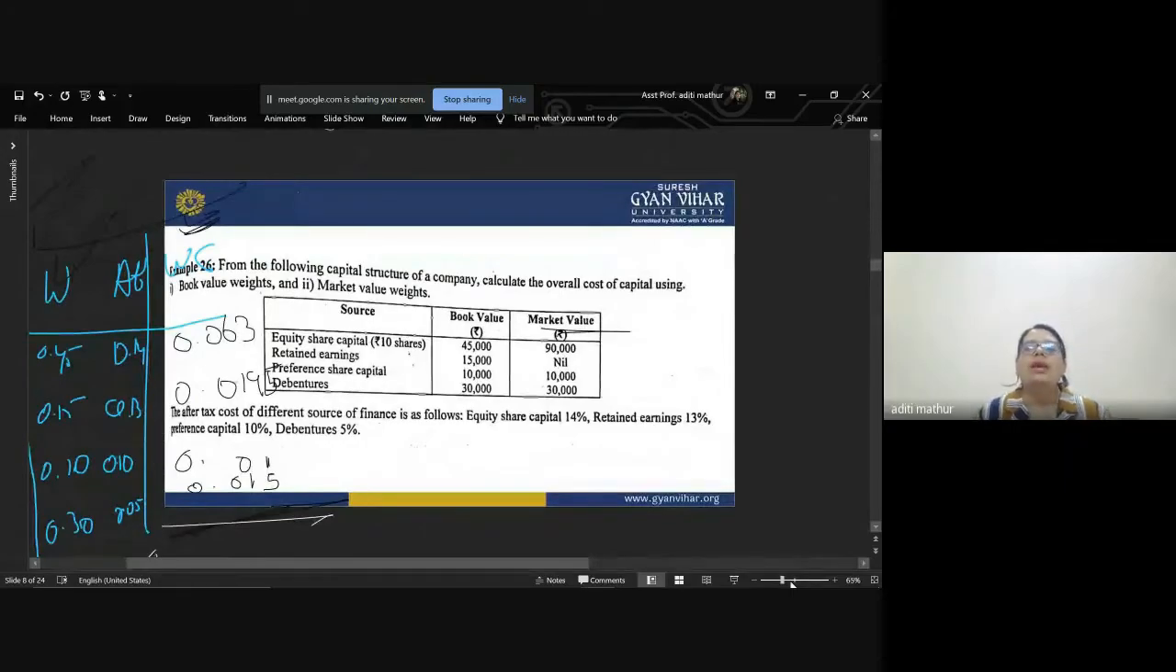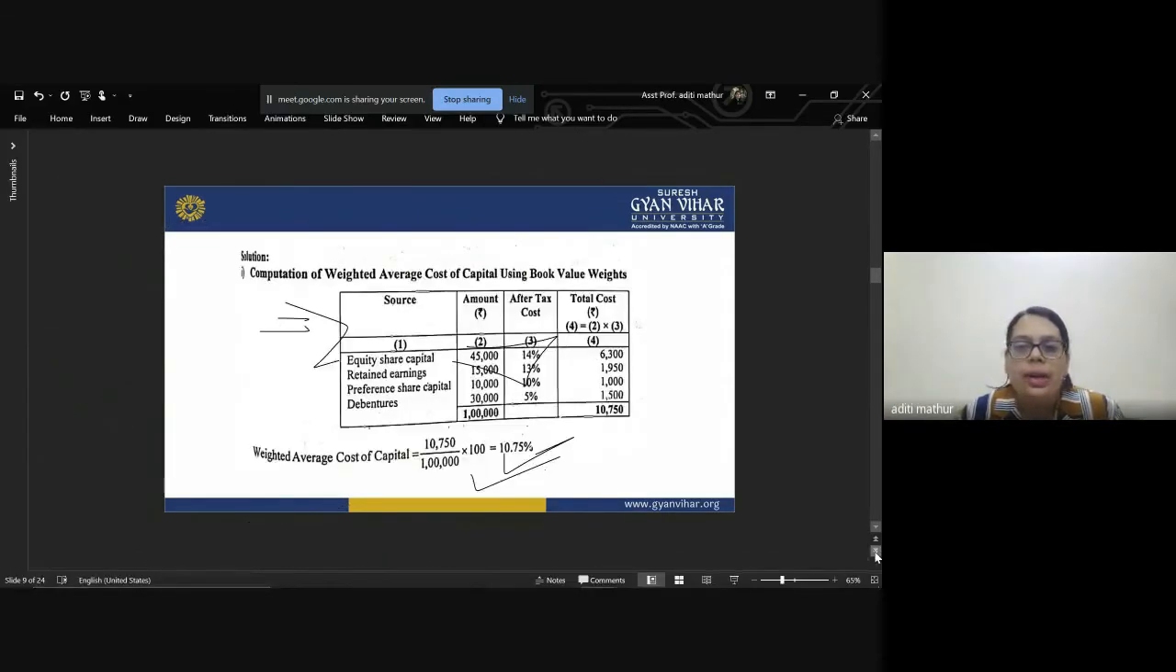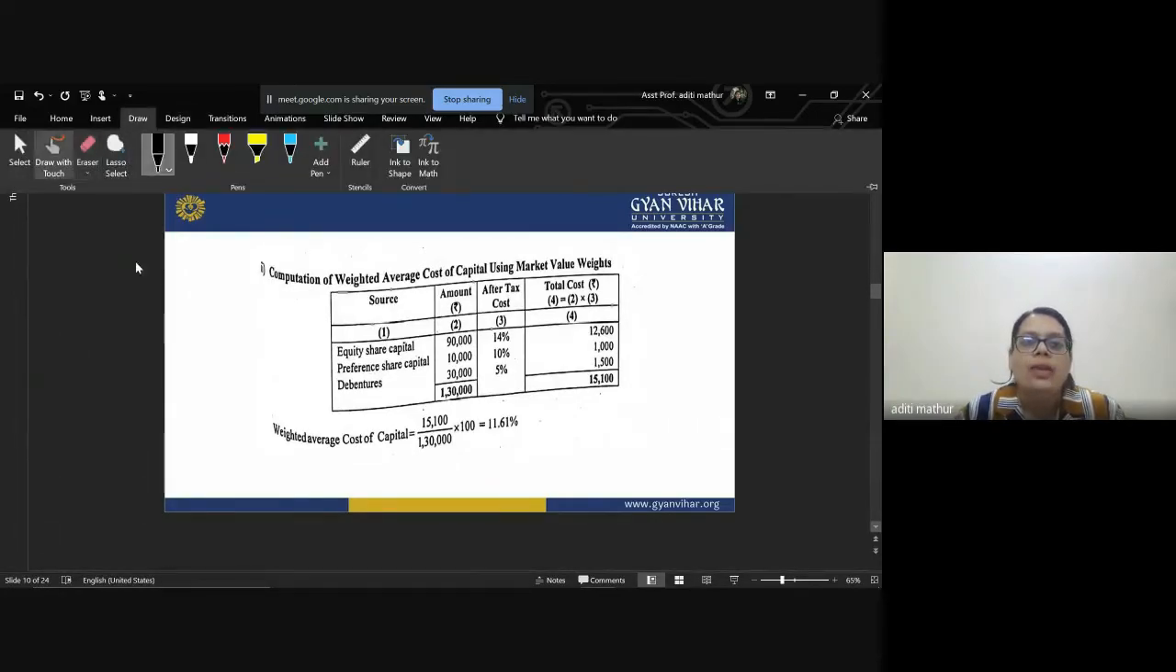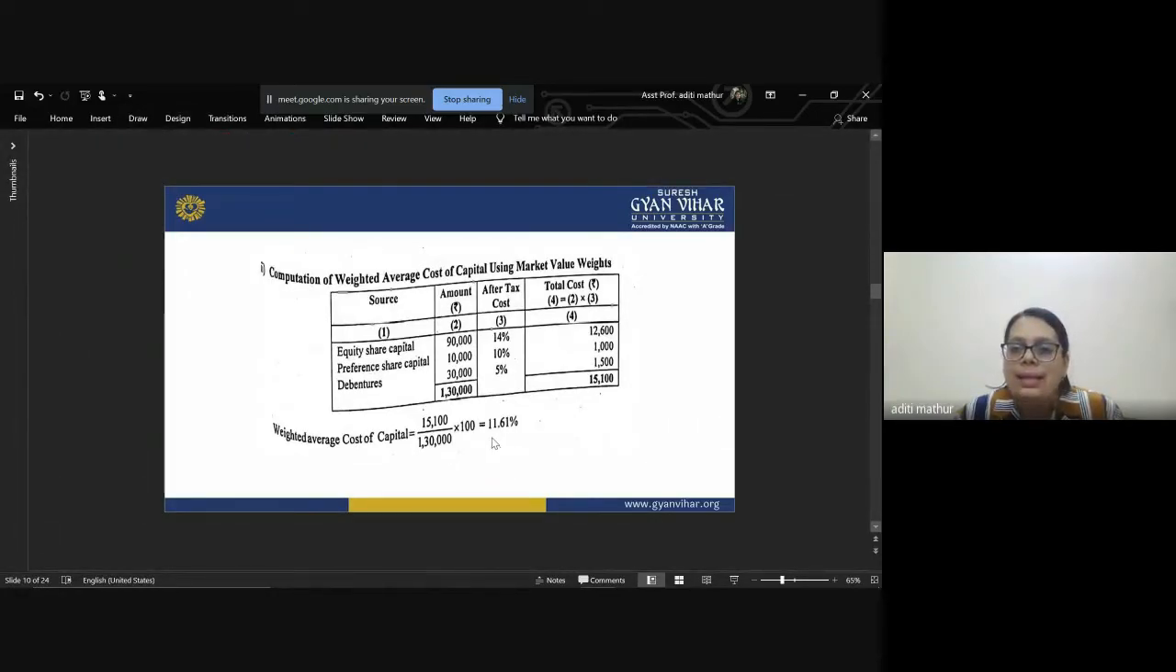So in the same way, you can calculate it for part B, that is, for the market value weights. You have to just write down all the market values, then calculate the respective weights of the sources, then multiply it with the after-tax cost, and then add them all together, and you will get the answer. I have already solved the question, and this is the solution. When you do it, you will get 11.61 percent, right?